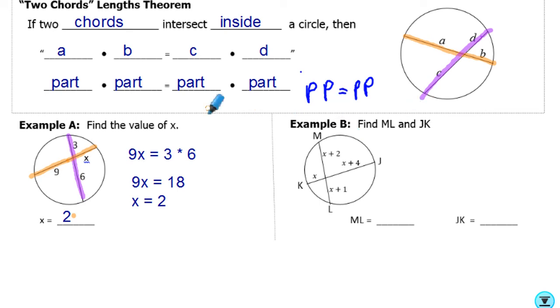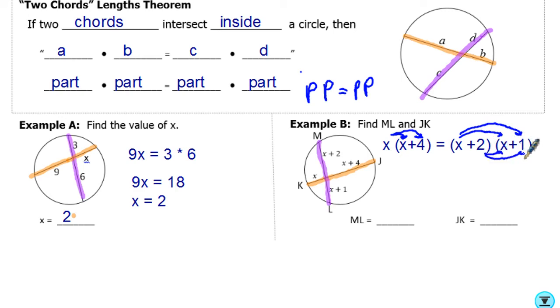For this one, it's a little bit more challenging. The one segment that we have is X plus 4. The other segments that we have are X plus 2 and X plus 1. In terms of setting this up, PP, part times part, is X times X plus 4. You need to remember that when we have expressions like that, we need to put them in parentheses, because we're going to end up distributing. So this distributed multiplication is X times X, X times 4. And then here, X plus 2 times X plus 1, we would do X times X, X times 1, and then 2 times X, 2 times 1.